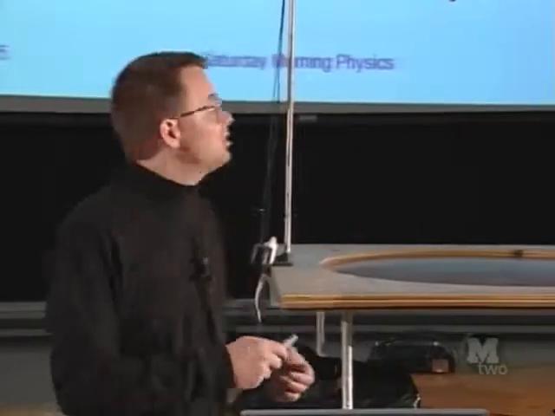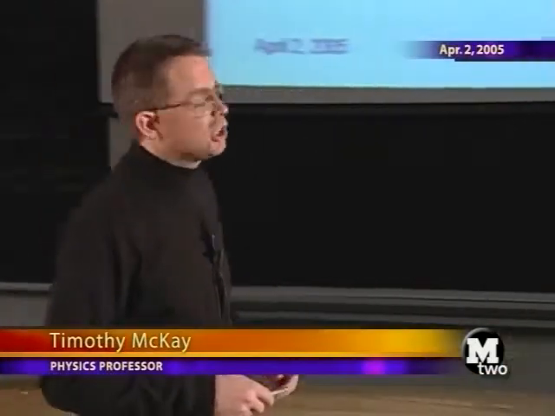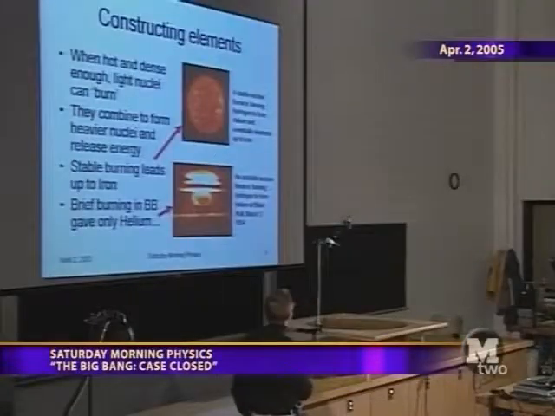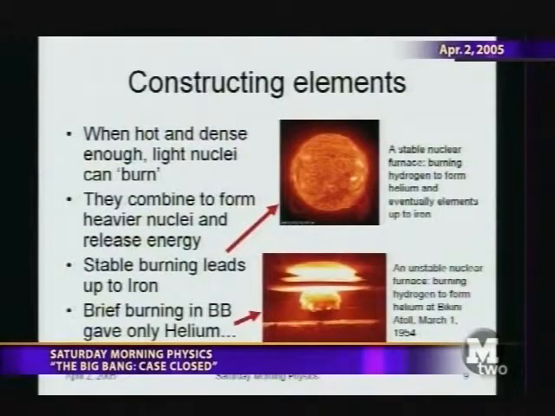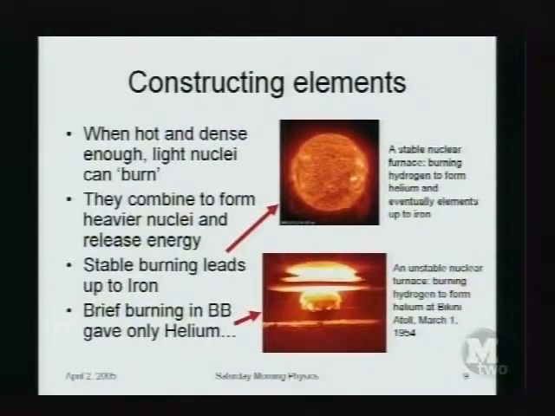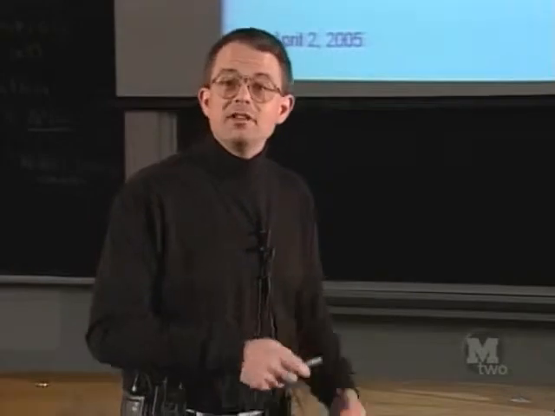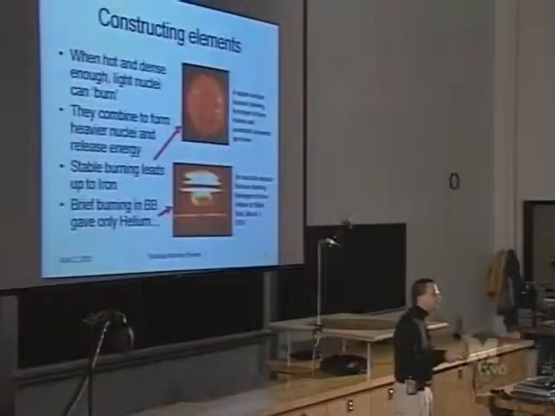And that comes about because instead of letting the elements cook for a long time, they cook only very briefly during the very brief, hot, early period of the universe. They don't have long enough to cook all the way up to iron. Instead, it's something much more like an unstable nuclear furnace. And there's an example of an unstable nuclear furnace from March 1st, 1954, an atmospheric test of a hydrogen bomb. This fuses lots of hydrogen into helium, but it doesn't make many heavier elements because it doesn't last long enough to do that.